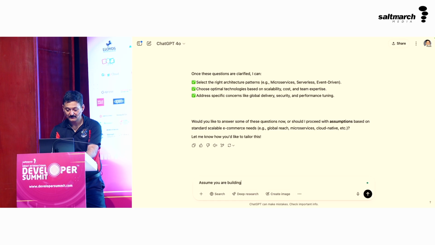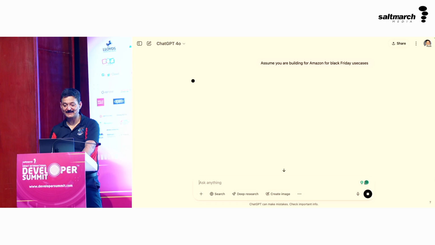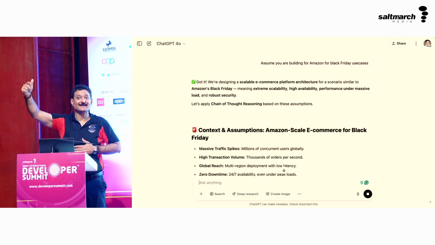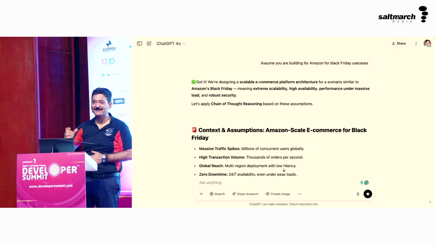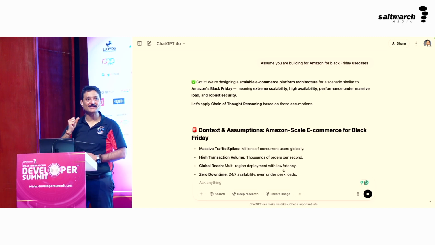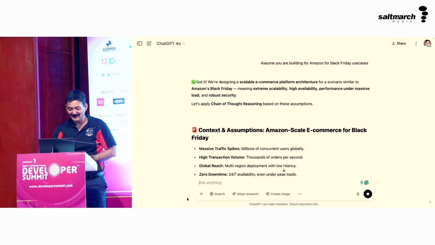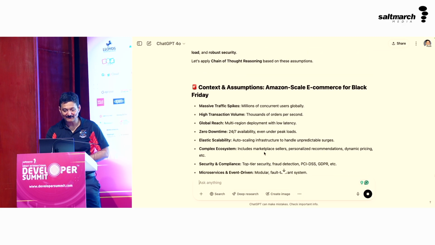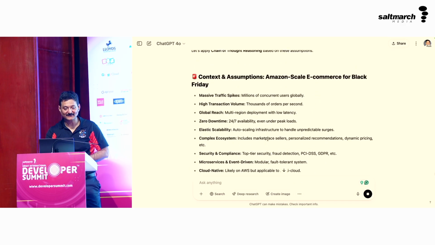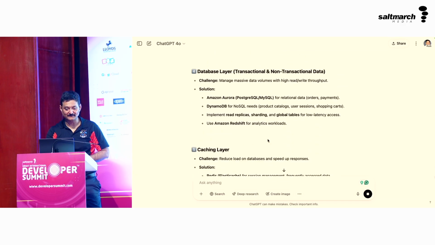Now, just by doing this activity, I'm going to add to this: assume you are building for Amazon. You're going to put your company name here, yeah? For Black Friday use cases. Now, I said enter here. Now, what it is doing is finding the K nearest neighbors. K nearest neighbors means it's finding the nearest neighbors, going to Amazon, finding the Amazon traffic, finding how many monthly active users there are, assuming all the data and giving me back an answer for it. Make sense? That's exactly what we did for this one.